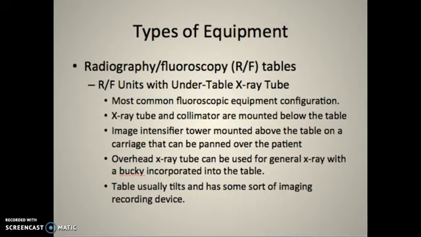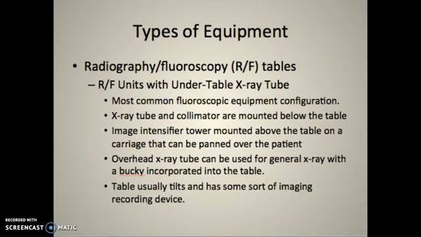So radiographic fluoroscopy, the slash there, so R and F tables. That's where you have an X-ray tube and a fluoro. You'll say, oh, in the R and F room. That's what that means. R and F units have the X-ray tube under the table. That's the most common. The tube and the collimator are mounted below the table, which is great because it provides safety. The table, being metal, will absorb the X-rays and help provide a natural shield for you.